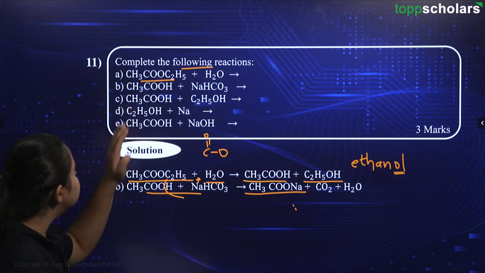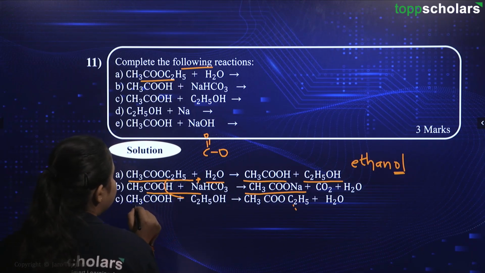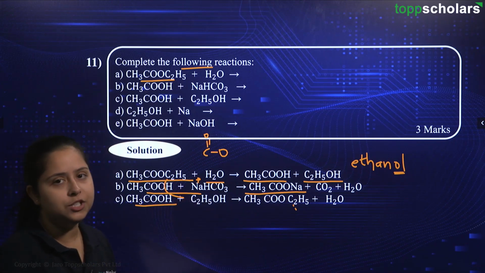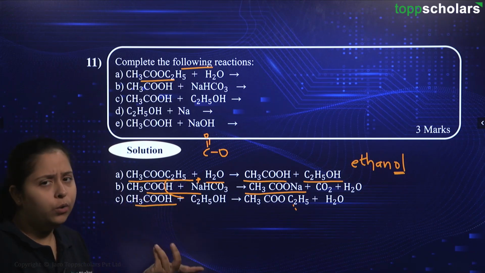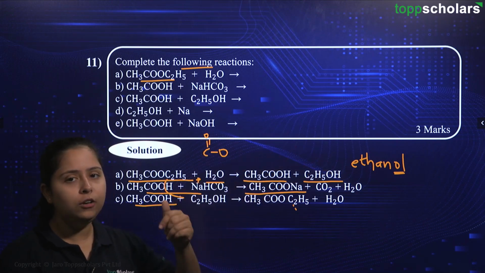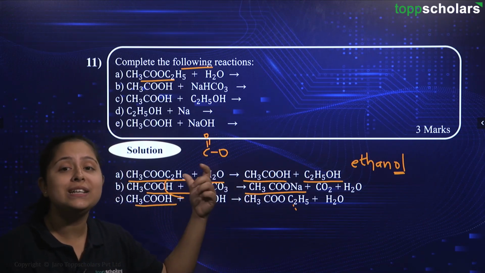Okay, now let us go for the third reaction. It says that CH3COOH is reacting with C2H5OH. Okay, that means this is a carboxylic acid, which we already know now is acetic acid, and over here we have alcohol, which is ethanol. Okay, and these are reacting to produce what? They are again producing the ester.